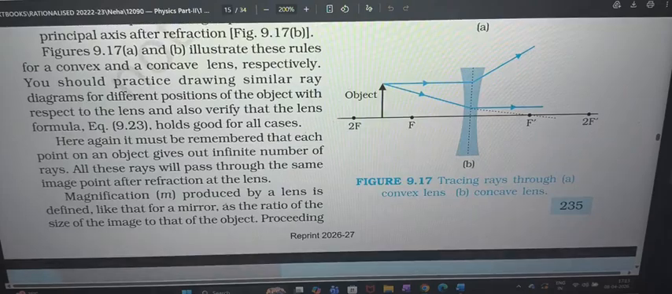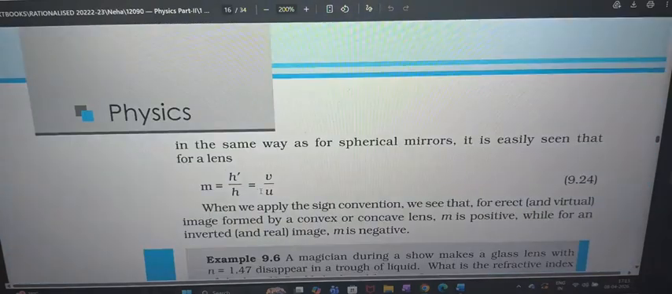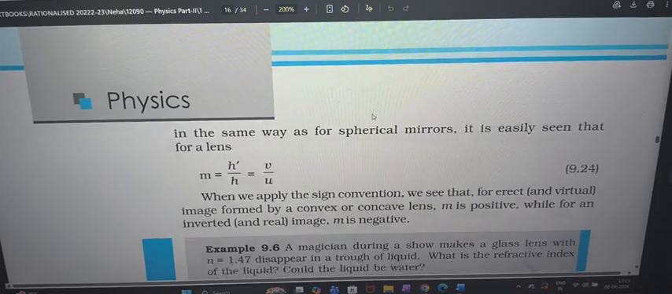Now magnification also, same thing we can say. The magnification formula for a mirror, we used to write as minus v upon u. Here we will write v upon u, which equals h dash by h. And same thing: if it is a real image, M will be negative, meaning it will be a real, inverted image. If this value of M is positive, then you will get a virtual and erect image.